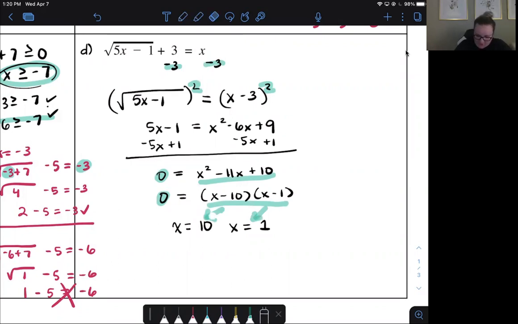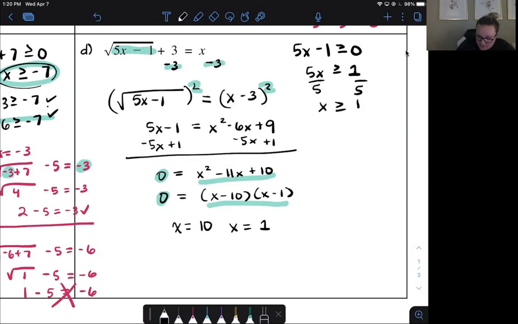So before we start circling our answers, I know for my domain restrictions that 5x minus 1 has to be greater than or equal to 0. I'm going to add 1 to both sides, and I get 5x is greater than or equal to 1. I divide by 5. And right off the bat, I see that 10 is greater than or equal to 1/5. So is 1. So even with those domain restrictions, these two answers are allowed, but we still need to check them to see if they're extraneous.